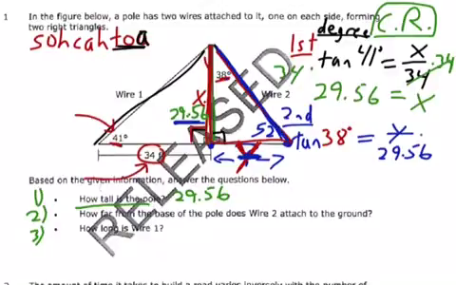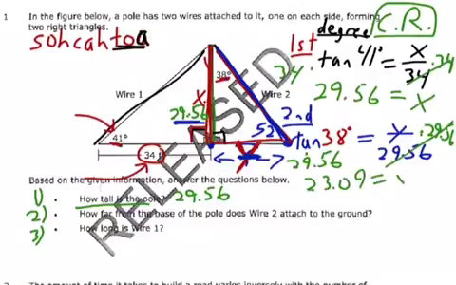Anyway, so now to get Y by itself, we multiply by 29.56 to both sides. Our 29.56 cancel, and tangent of 38 times 29.56 gives us 23.09 for Y. So I'm going to plug that in on my picture. That's 23.09. I'm going to answer that right here, 23.09. And this is all in feet, so I will put my units down.